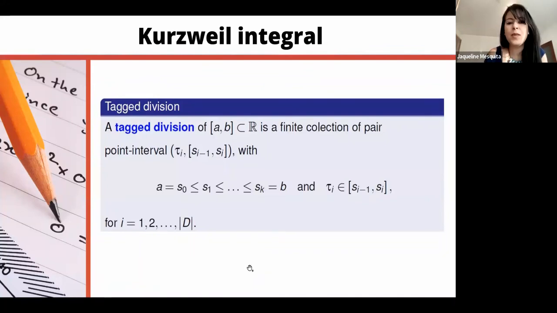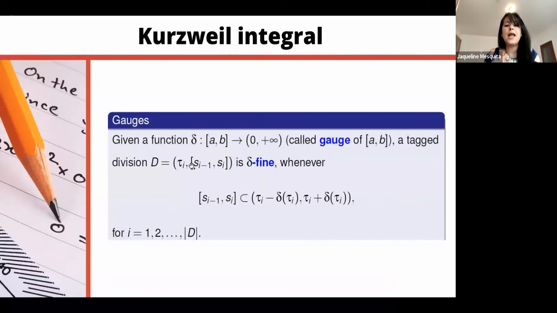Kurzweil-Henstock-Stieltjes integrals. And in order to introduce this notion, we start with the tagged division. That's a very simple definition. So you have here some compact interval, and a tagged division is only to cover this interval with subintervals. So here we have these subintervals, and in each subinterval we choose a tag. So here we have a tagged division of the interval [a,b].